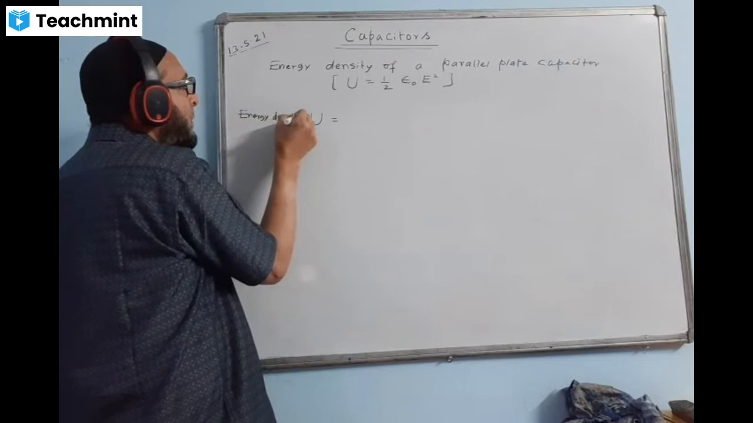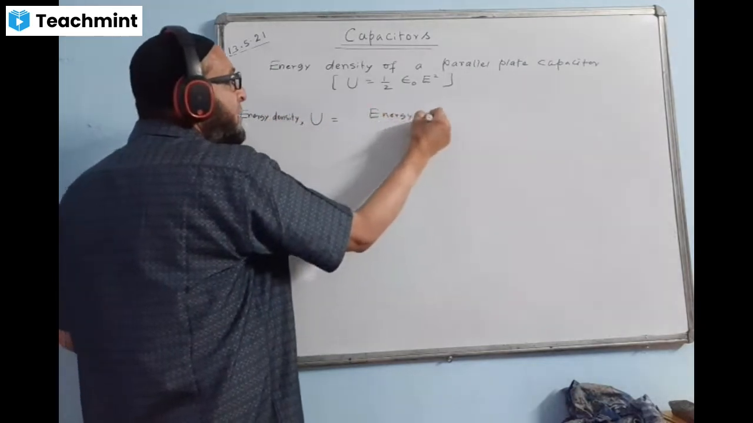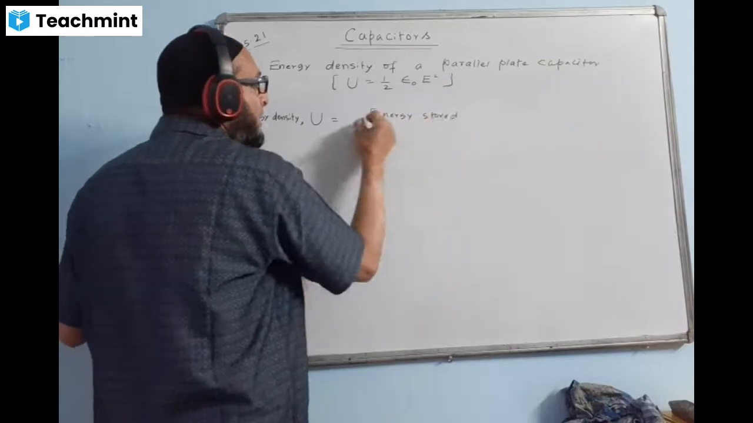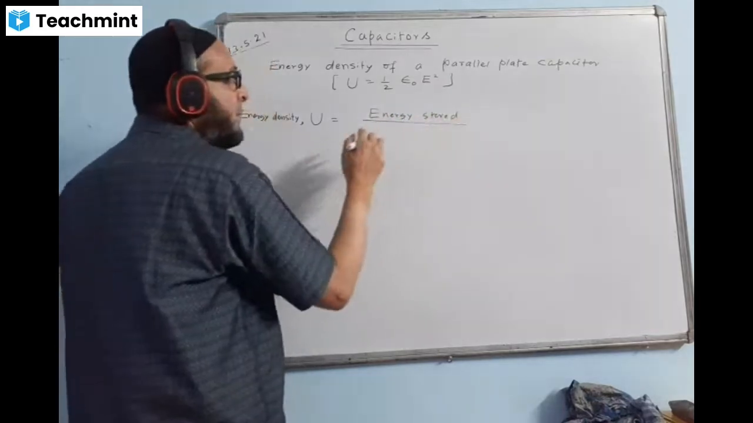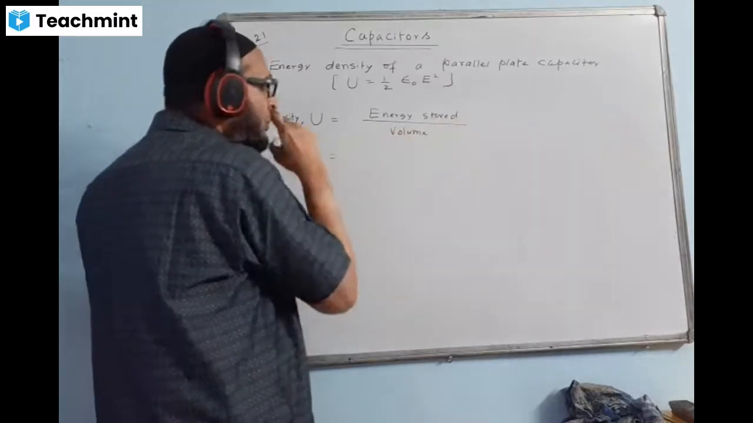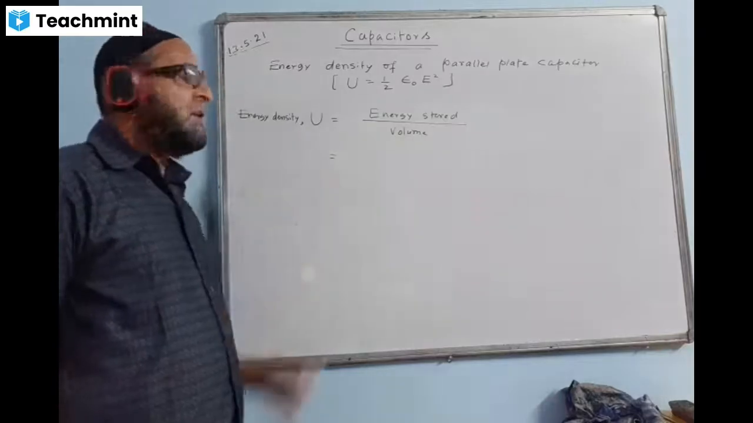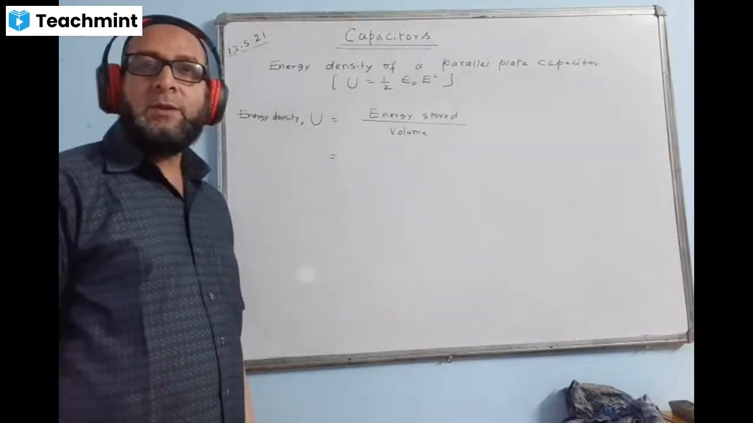Energy density, U. What is the meaning of energy density? Write down: energy stored divided by the volume of the conductor or the volume of the capacitor. Energy stored per unit volume is called energy density.